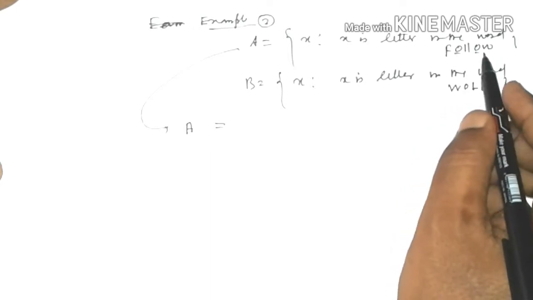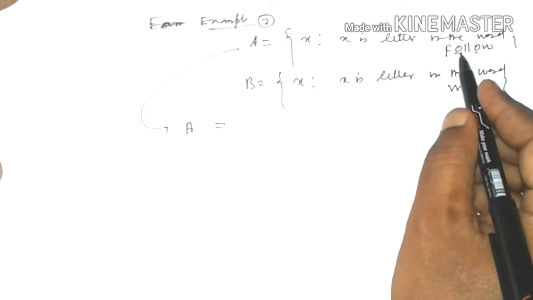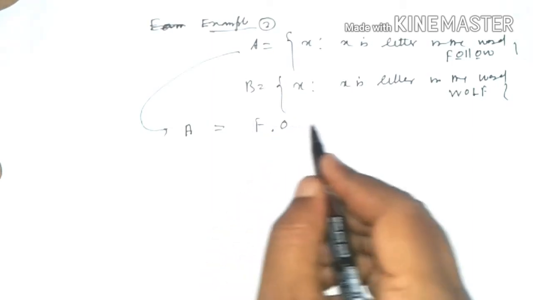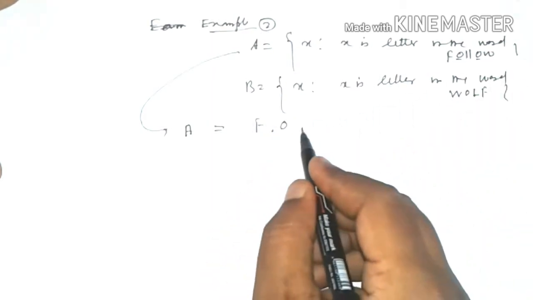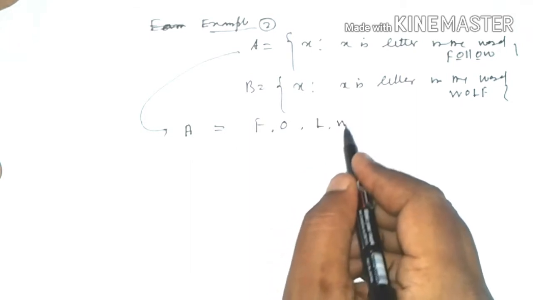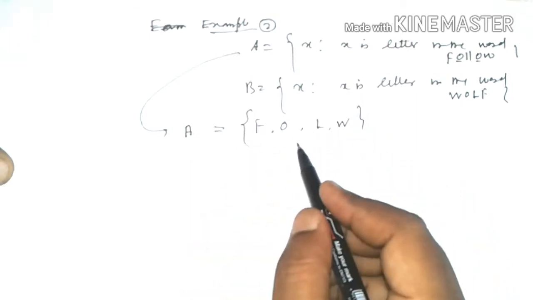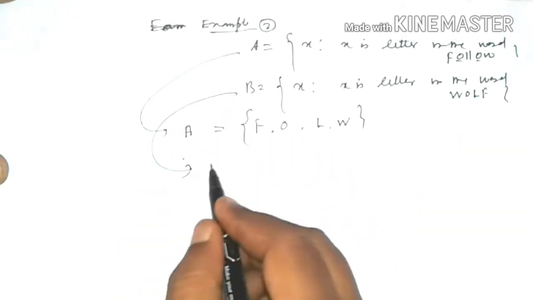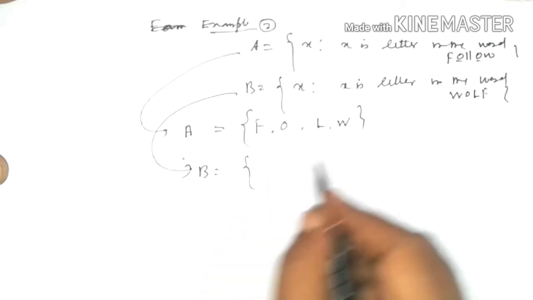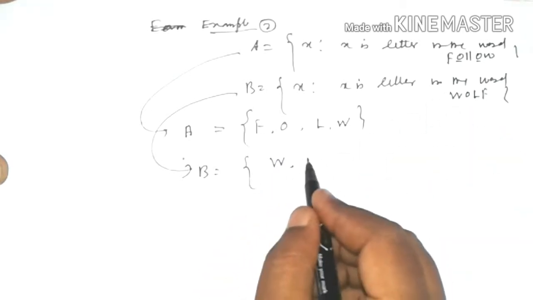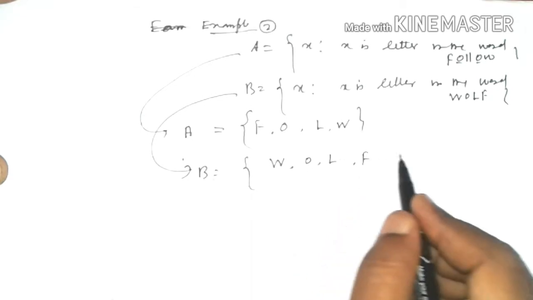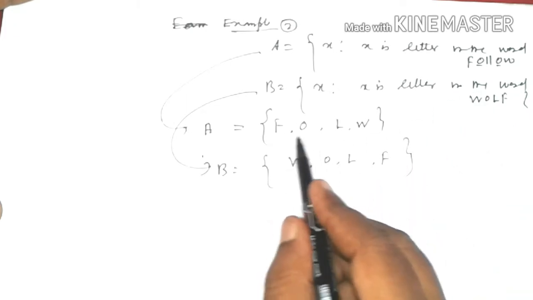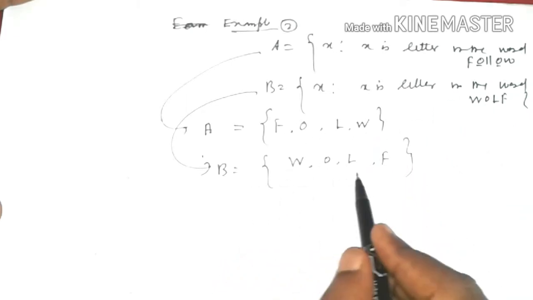O is there 2 times, L is double L. Therefore, we have to write 1 O and 1 L. That is F, O, L, W. These are the letters forming the word follow. In the set B, there are also W, O, L, F of the word wolf. Thus you see that the letters formed by the word follow, F, O, L, W, and the letters formed by the word wolf are the same.